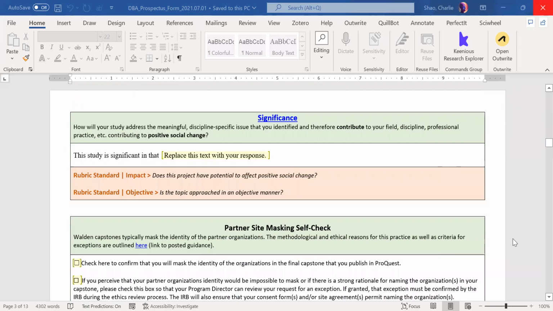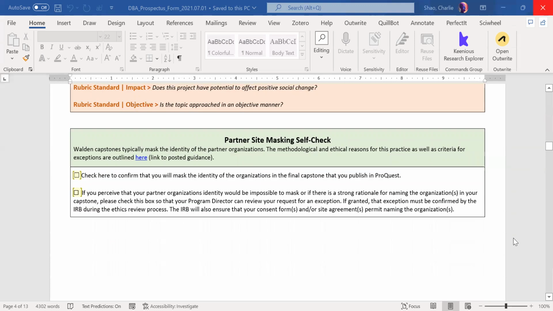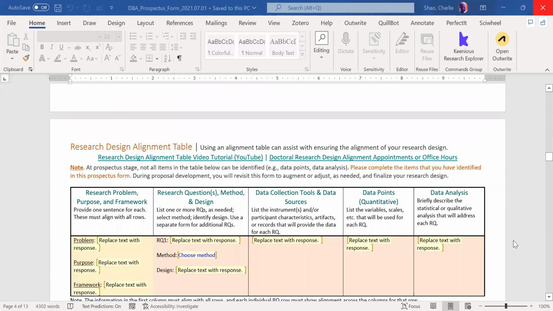Significance of the study. Briefly explain how this study may contribute to the effective practice of business, improvement of business practice. Briefly explain how the results might contribute to positive social change. Complete partner site masking self-check. Finally, fill in the research design alignment table.